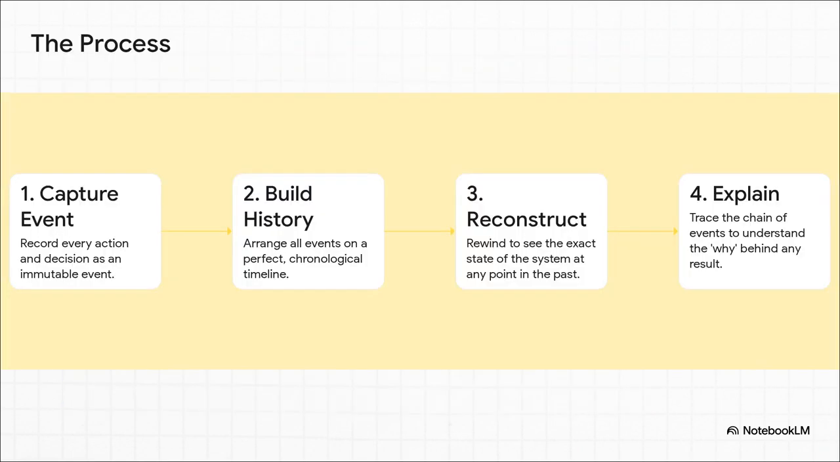So, how does it work in practice? It's actually a pretty simple four-step process. Step 1. You capture every single event, and these events can never be changed. Step 2. You organize all those events onto a perfect timeline. Step 3. Because you have that timeline, you can now reconstruct any moment in time. You can literally hit rewind and see exactly what your system looked like at any point. And that leads to Step 4. You can explain any outcome. You just follow the chain of events to see exactly how you got there.